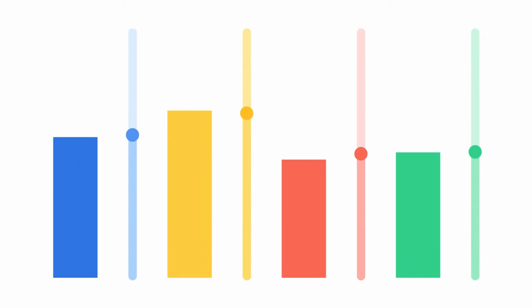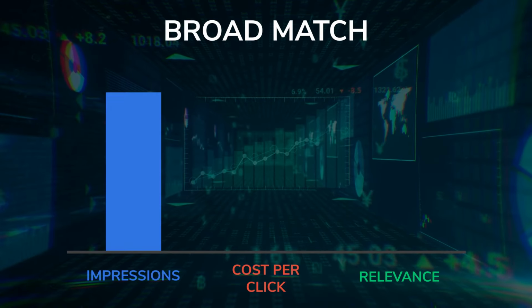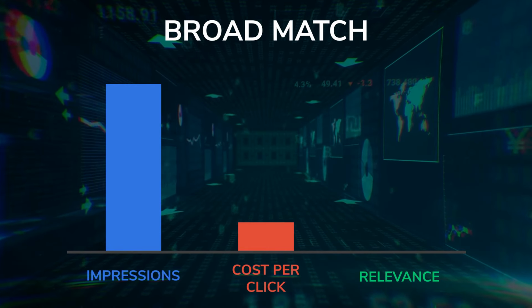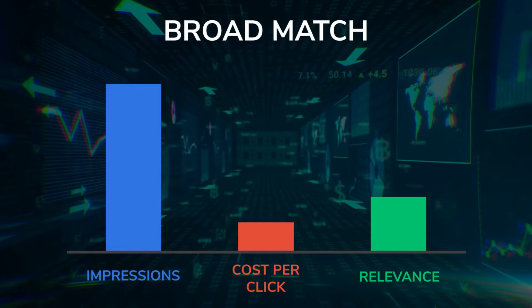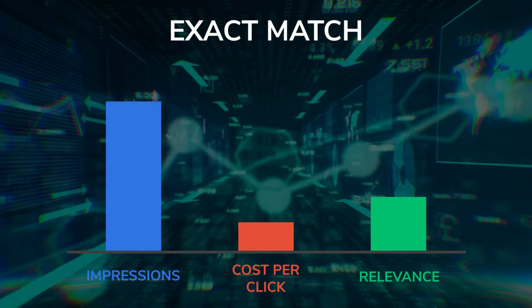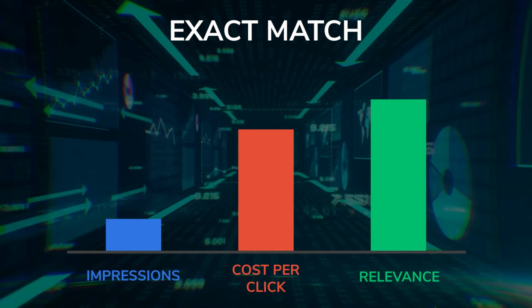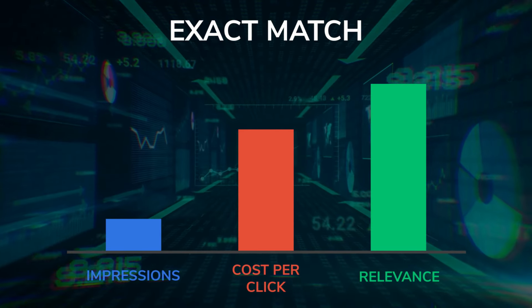Each of these keyword match types presents a trade-off between relevancy, cost, and impressions. For example, broad match will yield the greatest number of impressions with the lowest CPC, but will match your ad with a number of irrelevant searches. On the other hand, exact match will produce the lowest number of impressions at a higher CPC, but will lead to higher relevancy and a better click-through rate.